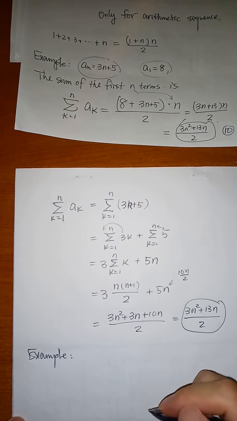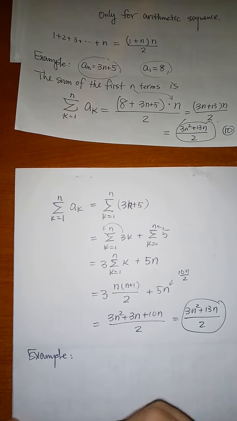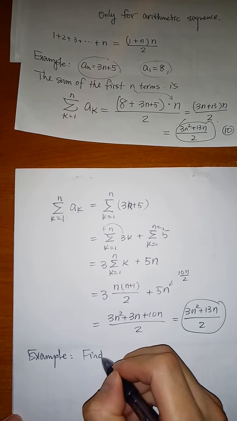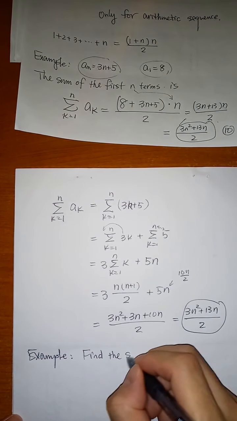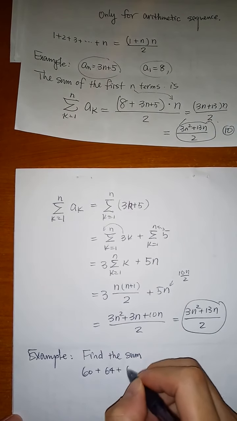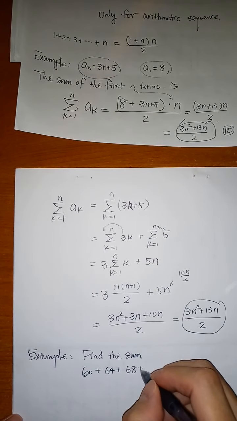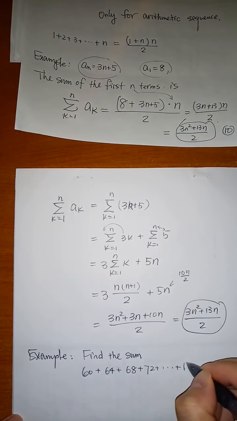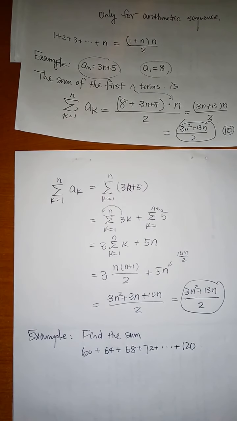Okay, so now let's use arithmetic sequence to add some stuff. Find the sum: 60, 64, 68, 72, up to 120. So you check here. It's add 4, add 4, add 4, add 4, add 4. Finally, it's 120. So this is an arithmetic sequence.